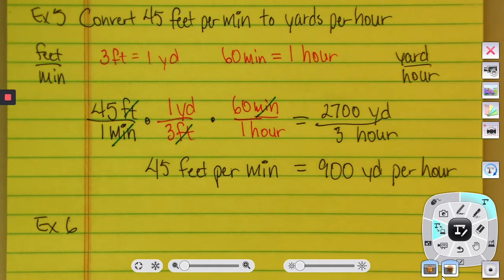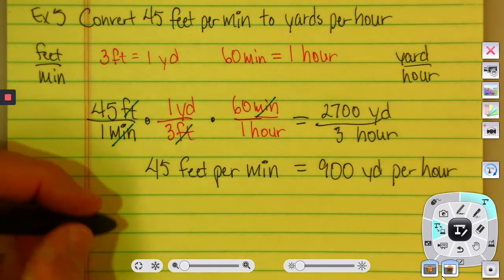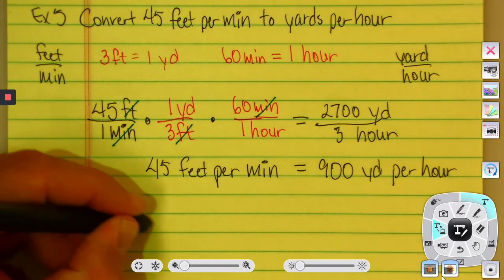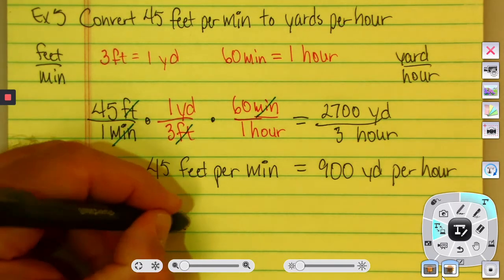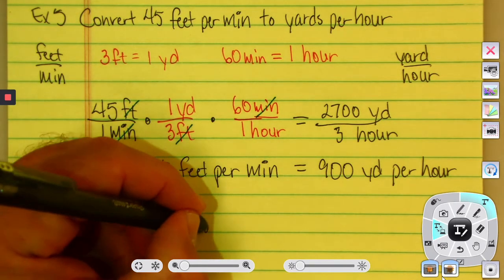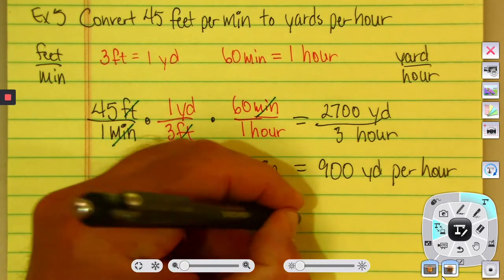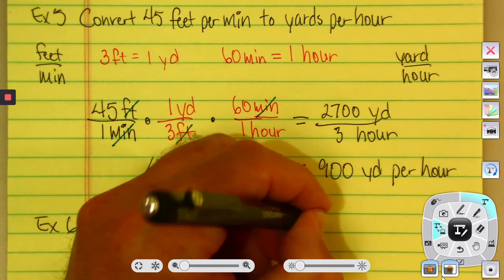Any questions? All right, well, let's look at another example. In this example, we're going to convert 26 miles per hour to feet per second.